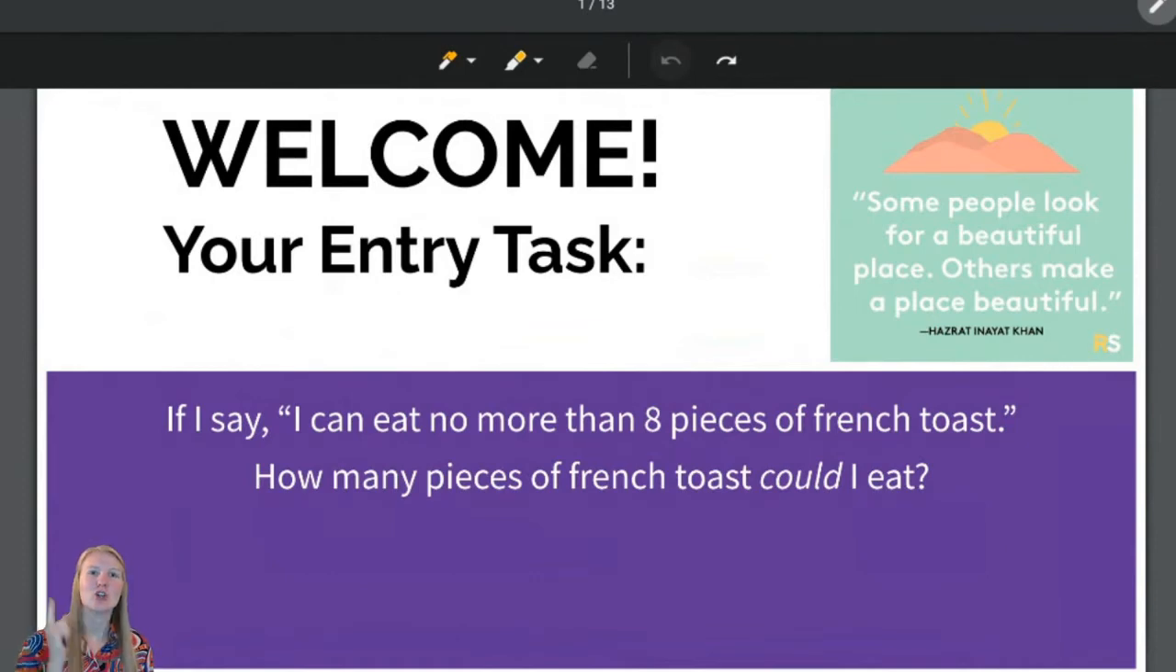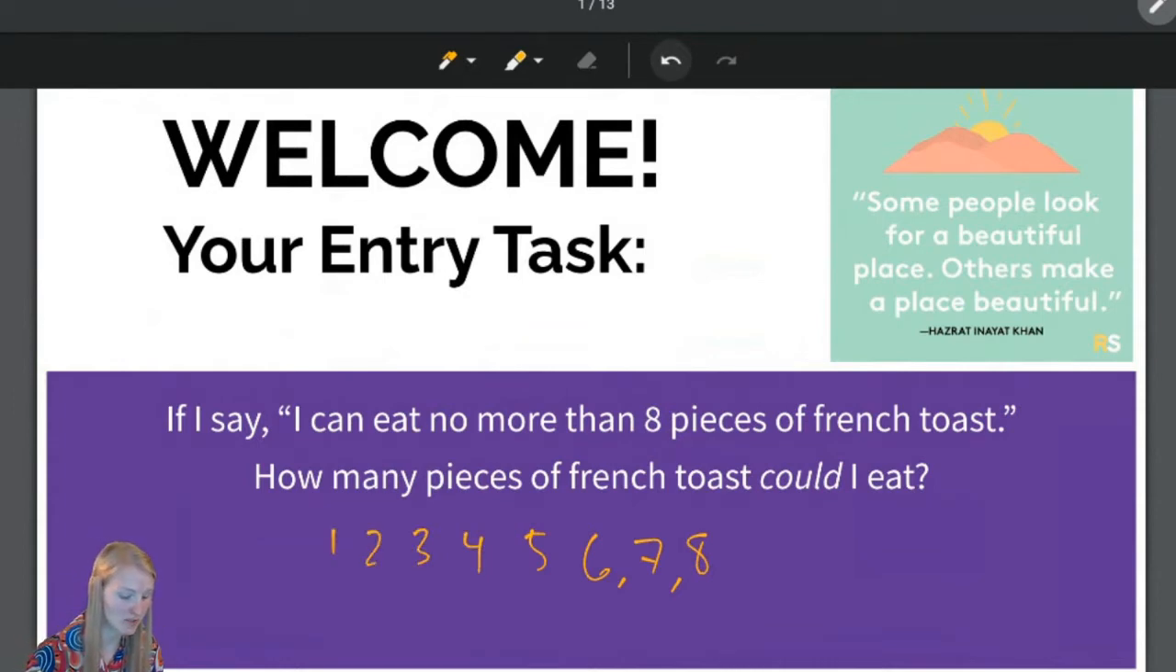If I could eat no more than 8 pieces of French toast, that means I could eat 8, right? I can't eat more than 8 pieces. No more than 8 pieces, but I could eat 8. But I could also eat 7, right? If I eat 7, that's not more than 8. Well, what about 6? That's not more than 8 either. 5, 4, 3, 2, 1. All of these are less than 8. In fact, even 0 is less than 8.